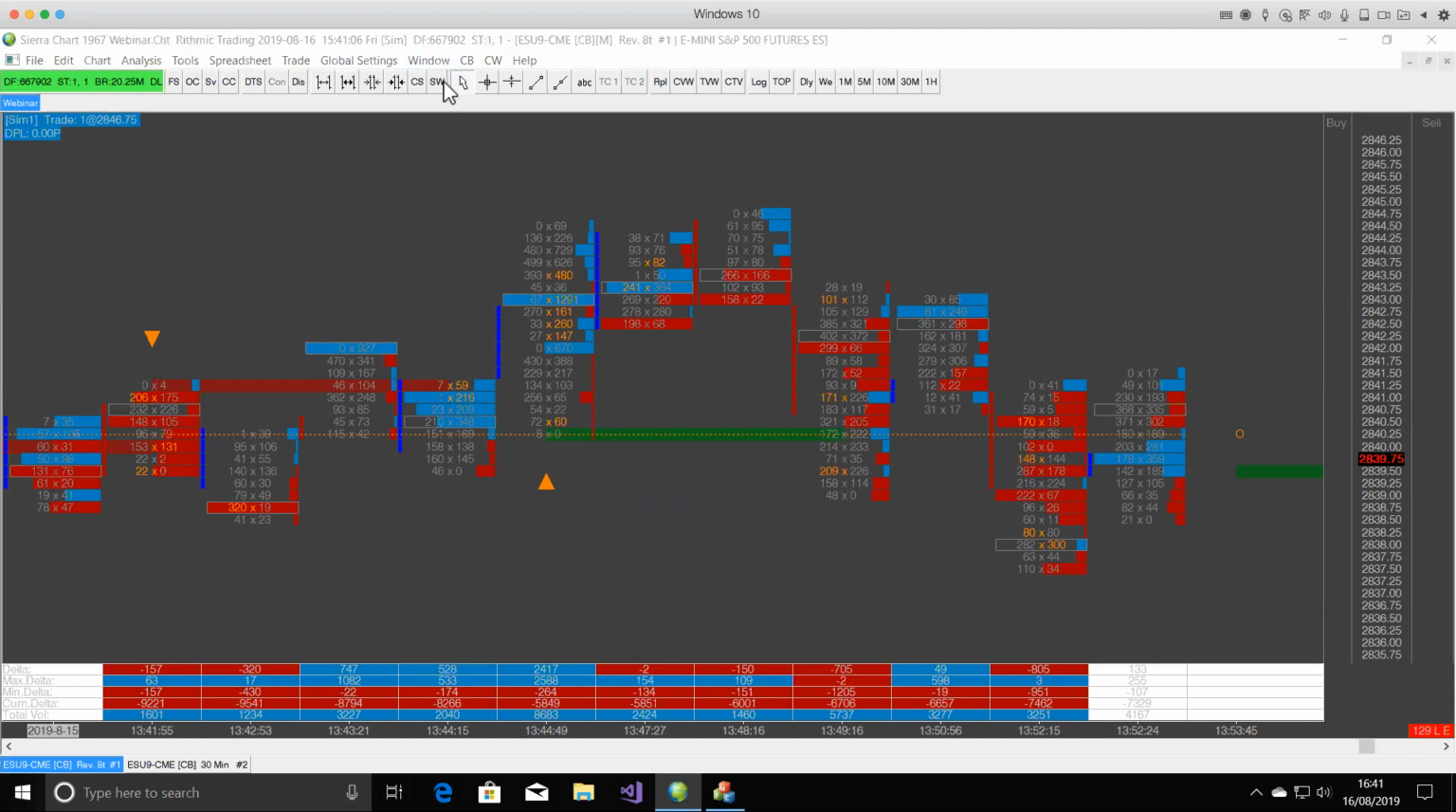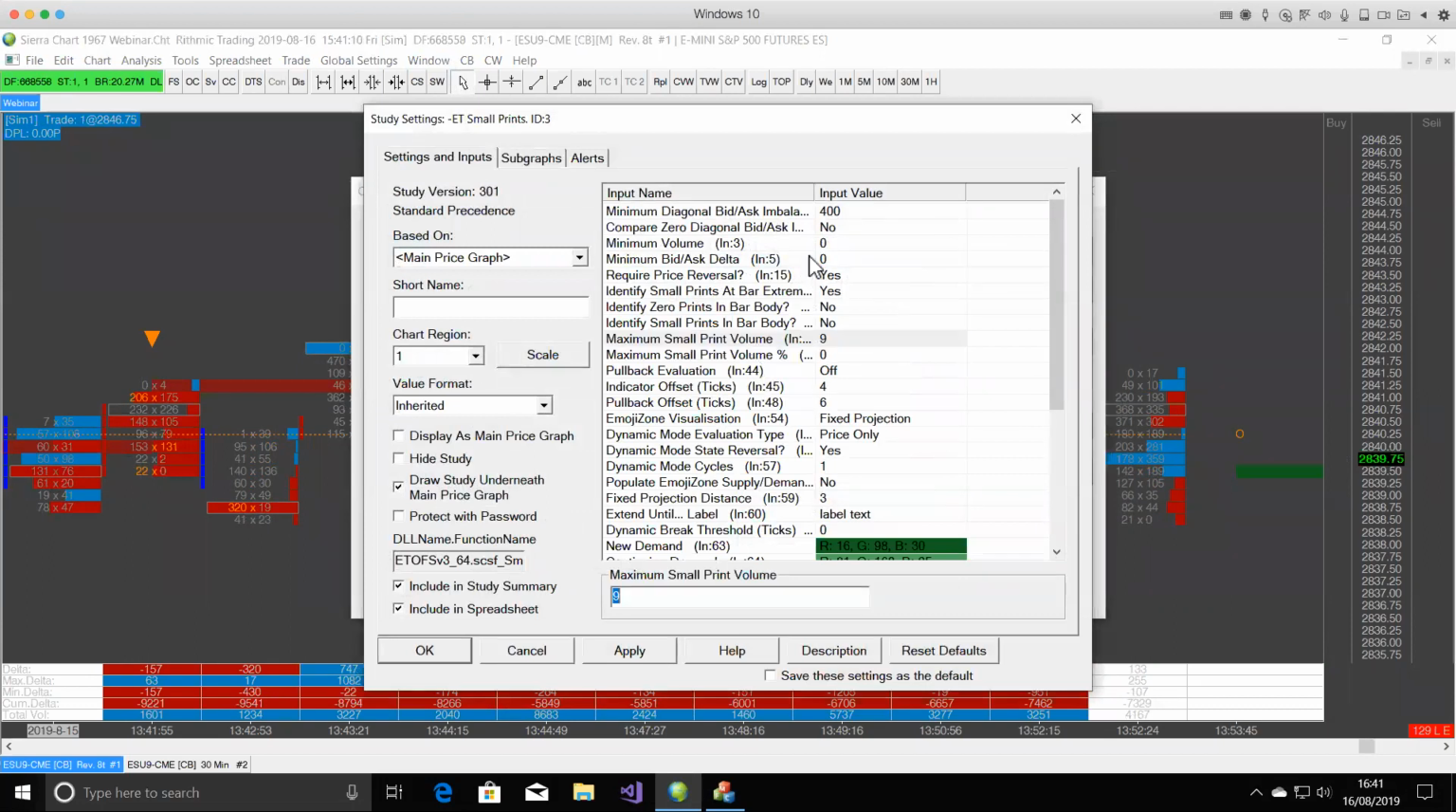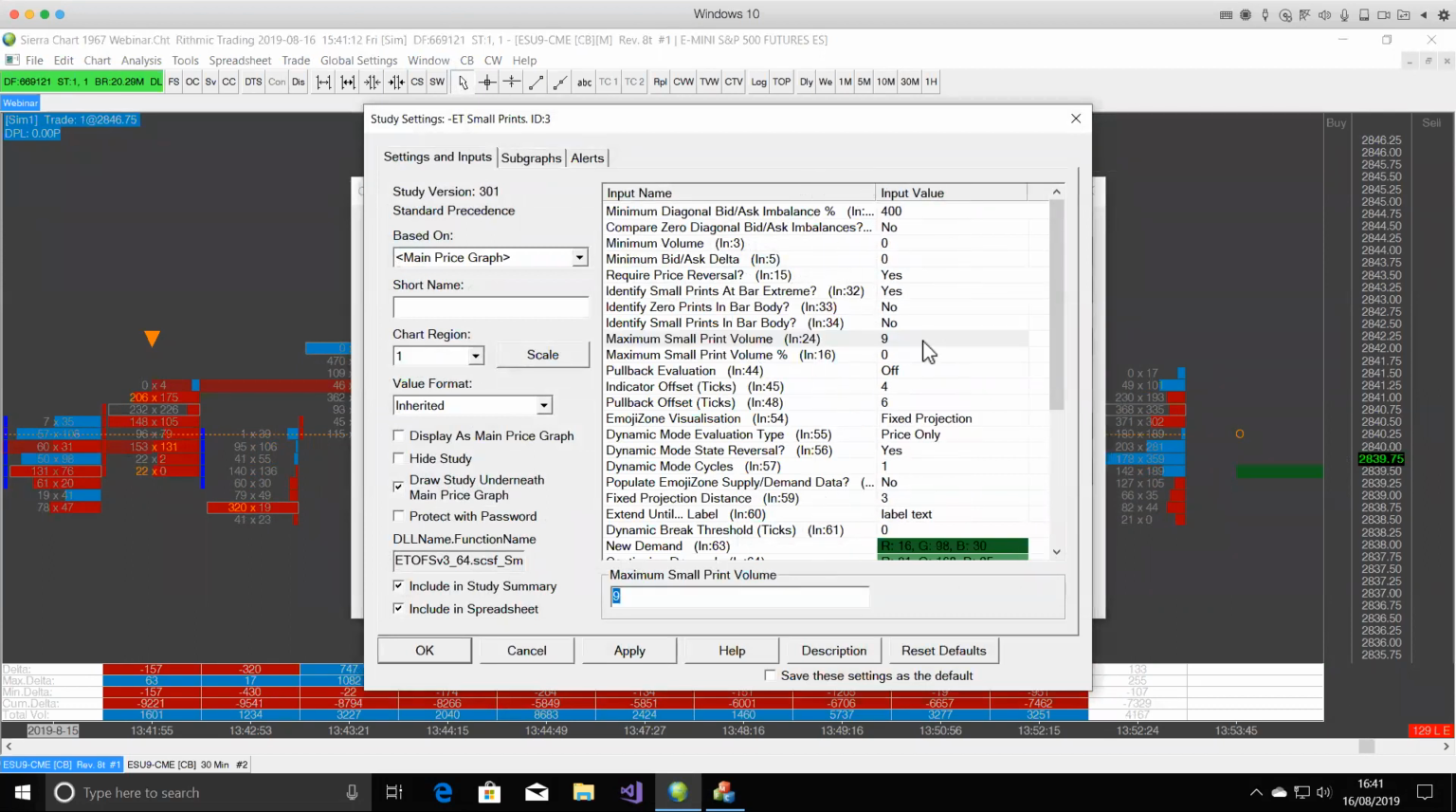The subtlety in the enhancement now within version 3 is you can decide how small is small. Historically, we want small prints. You could say I only want to see 5, or maybe you're trading Bitcoin, I only want to see 10,000. So you've got a bit more control. But this is exhaustion. We're not going to concentrate on this right now.